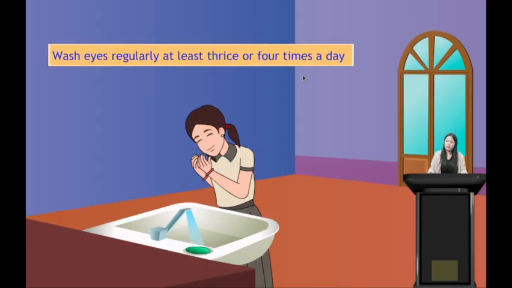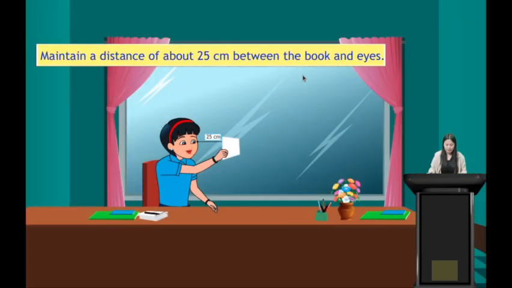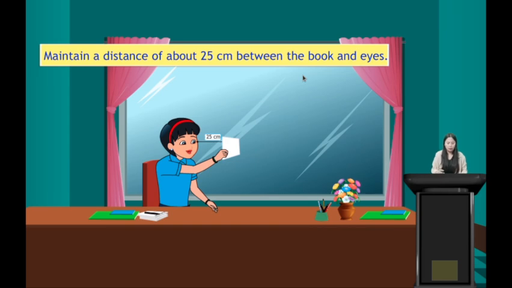The first point is wash eyes regularly, at least thrice or 4 times a day. The second is maintain a distance of about 25 centimeter between the book and the eyes. Whenever you are reading a book, using a cell phone or watching a TV, maintain at least a distance of 25 centimeter between the object and your eyes.